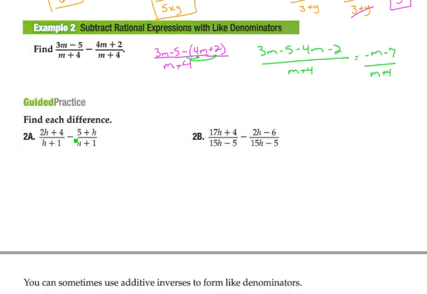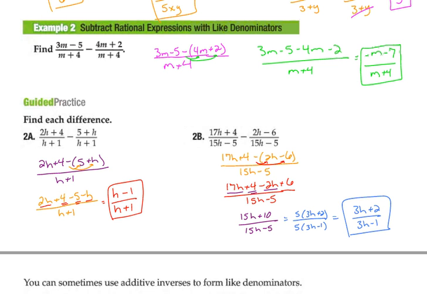So same concept, just remember that subtracting means I'm adding the opposite of everything in the numerator of that second expression. Realizing it doesn't affect the denominator, it just affects the numerator. So throw a negative through the numerator of the second expression and then simplify. And we're on to guided practice 2.